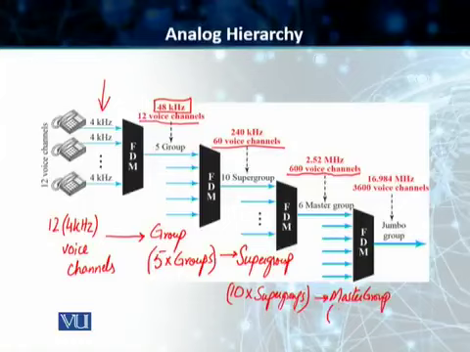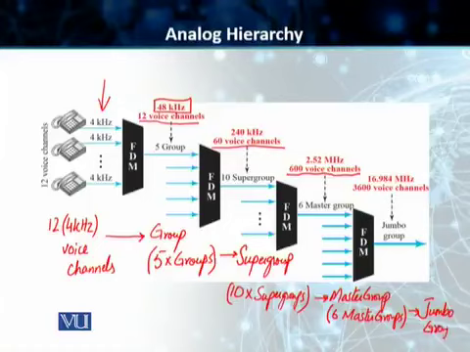Students, the last part of this analog hierarchy is that we combine 6 of these master groups to form a jumbo group. And once again, this jumbo group has got a bandwidth of 16.9 megahertz and it can carry 3,600 voice channels. So students, this is the analog hierarchy which your telephone companies use today to carry the analog voice channels, and they use frequency division multiplexing.